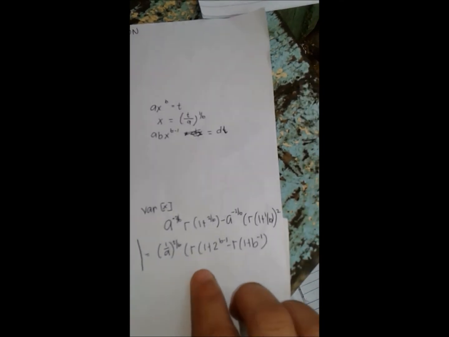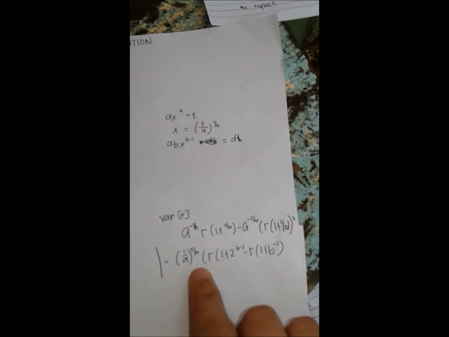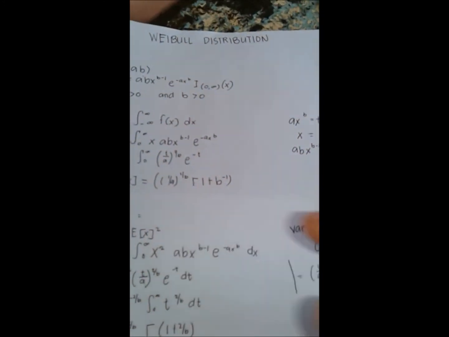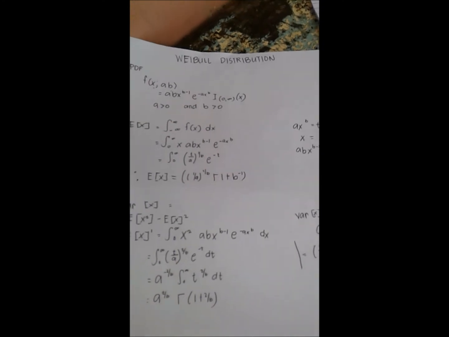So we have now our variance. And this is the variance in the Weibull distribution, and this is our mean in the Weibull distribution. That's all. Thank you.